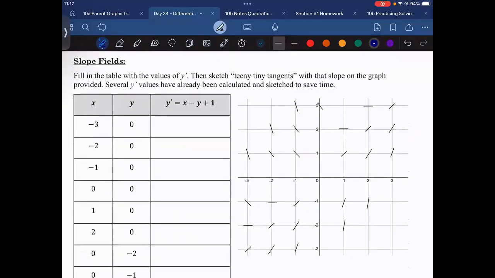Now we're gonna do some slope fields. Slope fields aren't super common. You might see one on the BC exam. You're more likely to see them on the AB part because we have a lot of BC topics to cover. But fill in the table provided with values of y prime and sketch teeny tiny tangents with that slope on the graph provided. Several y prime values have already been calculated and sketched to save time.